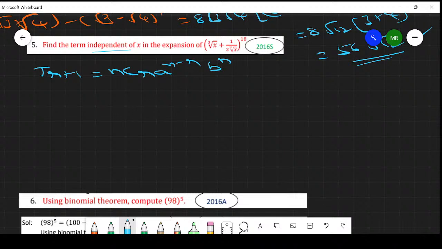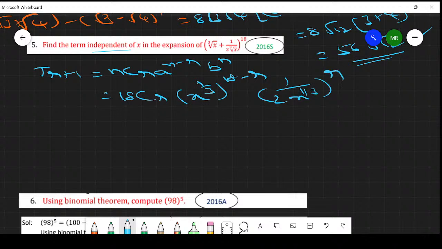Now you write here T R plus 1 is equal to, I can write n value 18, 18Cr. A means cube root x, that is x power 1 by 3, remember, x power 1 by 3 whole power n minus r, 18 minus r. B means I can write 1 by 2 into x power 1 by 3 whole power r. I have written general term.